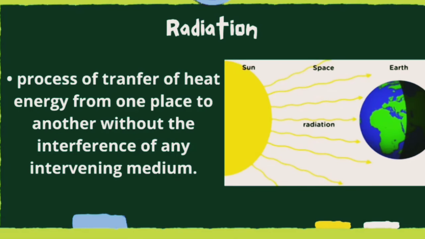Next topic is radiation. Radiation is the process of transfer of heat energy from one place to another without the interference of any intervening medium. It is considered the best method of transfer of heat energy because in this process no heat energy is wasted or lost. For example, sunlight travels a long distance from sun to earth without any involvement of any medium.